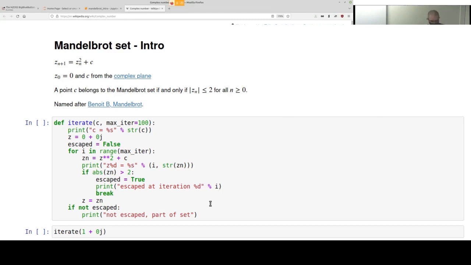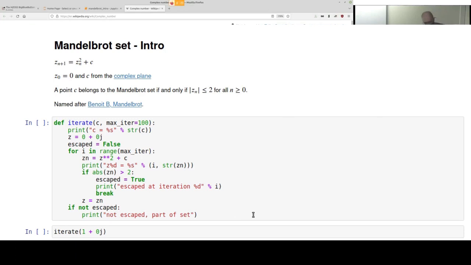And then we look at whether the distance to the origin is greater than 2. If that's the case, then it escaped, and we can also know at which iteration that happened. If not, this is our new input for the next step of the iteration, and we keep going.